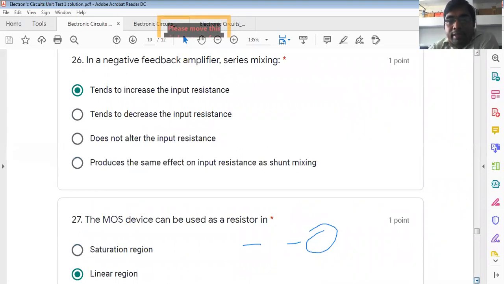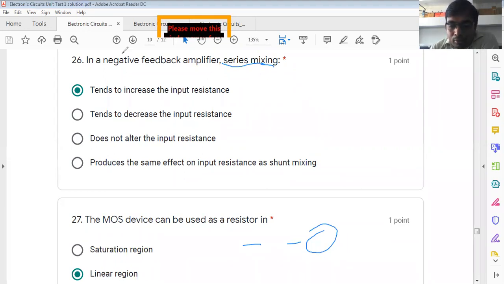In negative feedback, series mixing tends to increase the input resistance. So in the negative feedback amplifier you have to find out what happens in series mixing, whether input resistance increases or decreases. Generally we know that in all types of series mixing, either voltage series or current series, the input resistance increases because it is connected in series with the input network, so the resistance is added and increased. So the first option is correct. In shunt mixing, it decreases.